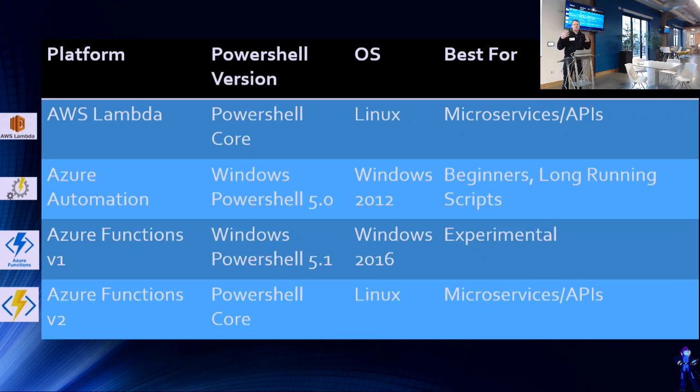So if you've never worked with PowerShell in the cloud, it's a great place to start because it has a lot of really nice, friendly GUI tools around it. Then it comes to Azure Functions. Azure Functions is just Microsoft's way to compete with AWS Lambda. Lambda came out, everybody loved it. Everybody said, Microsoft, where's yours? So then they came out with Azure Functions.